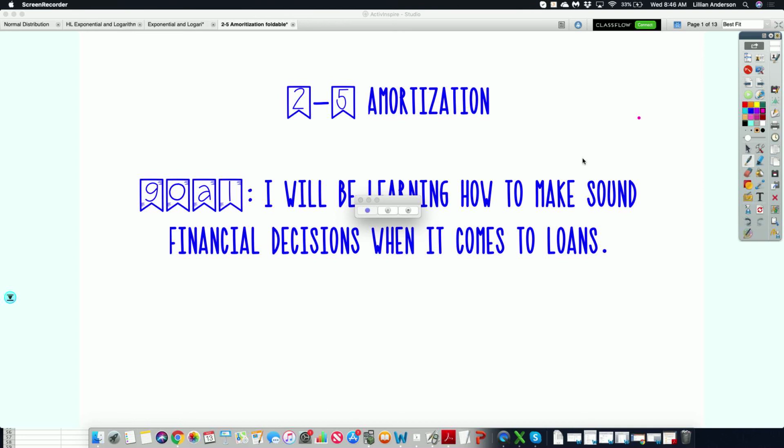So we're going to be talking about some basic things first, and then we'll get into the examples. And there is no formula here. Everything is going to be done using the financial TVM solver in your calculator. So you will need your calculator today. If you don't have it, you need to get it.